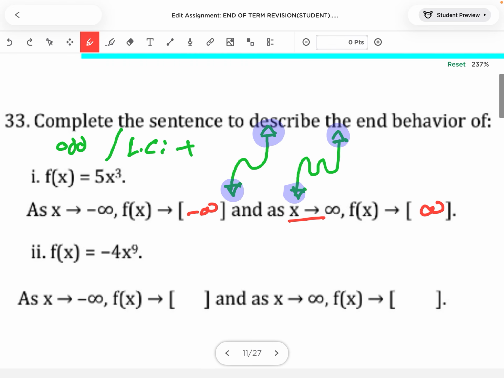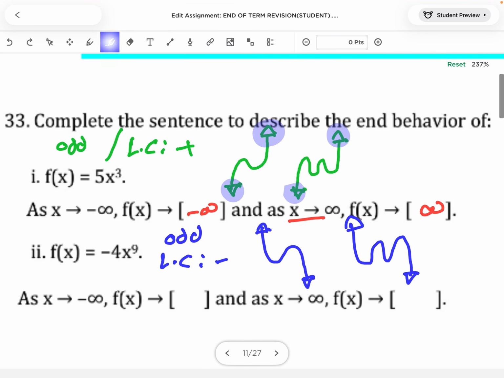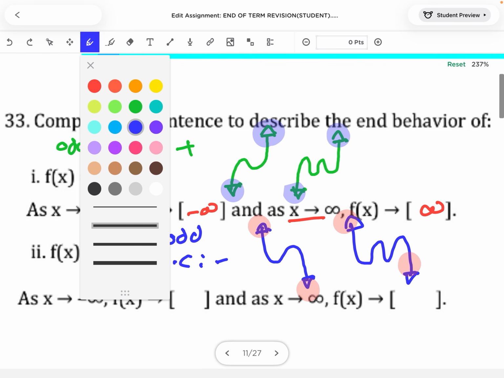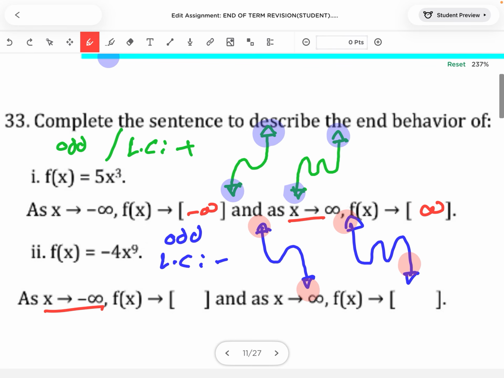We have odd. Let me change the colors. Odd. Leading coefficient is negative. So the graph will be like this. Up like this. Don't care. What matters to me again is the leading coefficient. I do care about this. Sorry. Red color. From the left, the function is going up to infinity. From the right, the function is going down to negative infinity. Done.